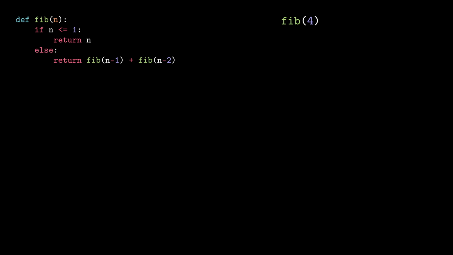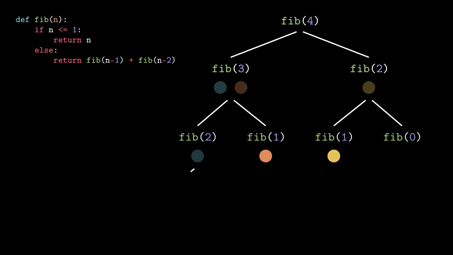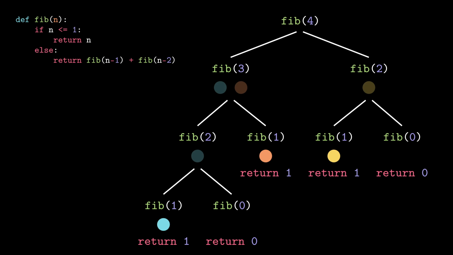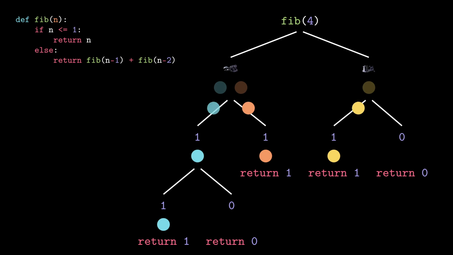Now, if we run the function with n equals to 4, the recursive call actually constantly splits itself into two branches like so. However, the concept of returning evaluated values stays the same, and the answer gets propagated upwards from the base case back to the original function call, giving 3.